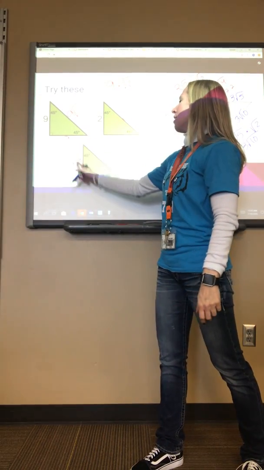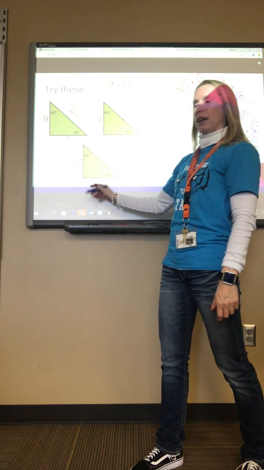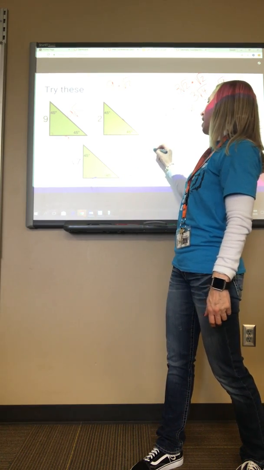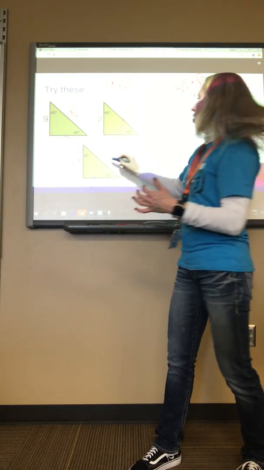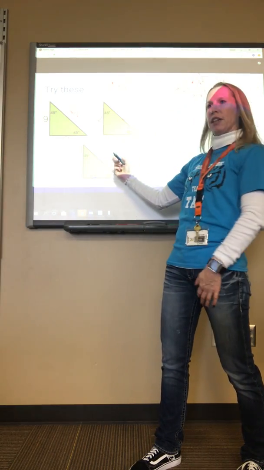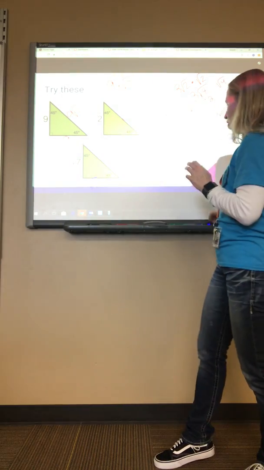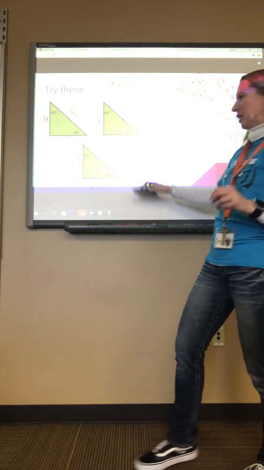Okay, so I've got a leg, radical 7. What's my other leg? Radical 7. Hypotenuse is radical 7 times radical 2, which would be radical 14. Is that a perfect square? No. That's my answer. Okay, so you can simplify radicals when they're perfect squares.